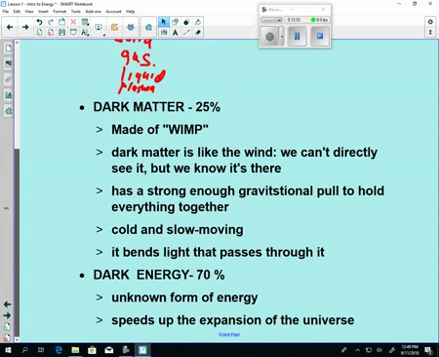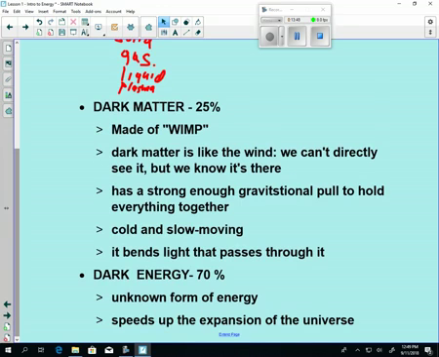So dark energy is the one that we have most of. And the reason why I want to show you this slide is because I want you to appreciate how important energy is in the world, in the universe, and how important it is to life itself, our life right here.